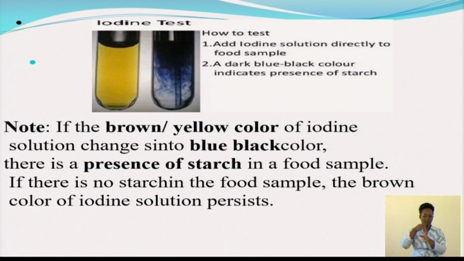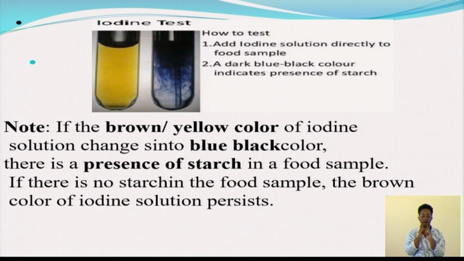If there is no starch, I've seen that I used the control experiment of using a sample of pure water or distilled water, and the brown color of iodine solution persists.